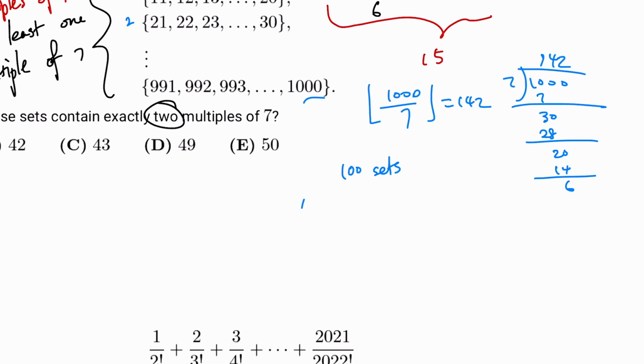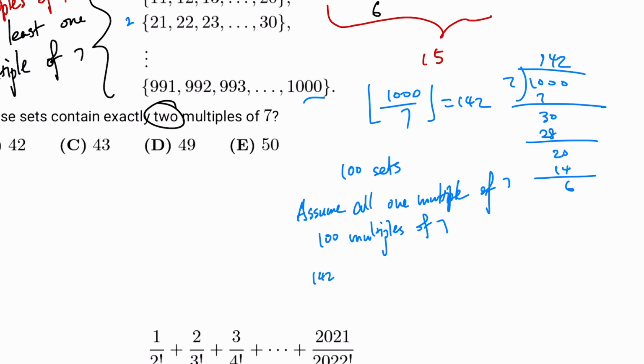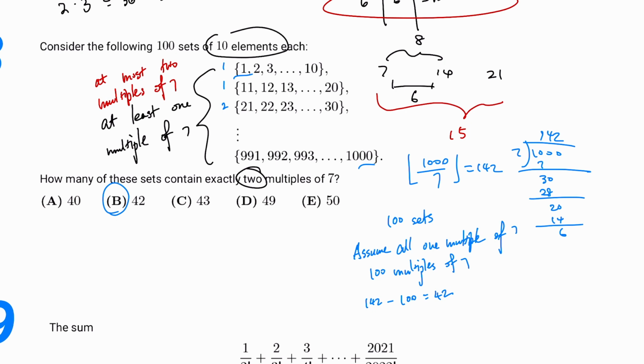Now, if we assume all sets have 1 multiple of 7, then we only have 100 multiples of 7. But we have 142 of them. So for each set that has 2 multiples of 7, it contributes 1 more than we have already accounted for. So there are going to be 142 minus 100, which is exactly 42 sets containing 2 multiples of 7.